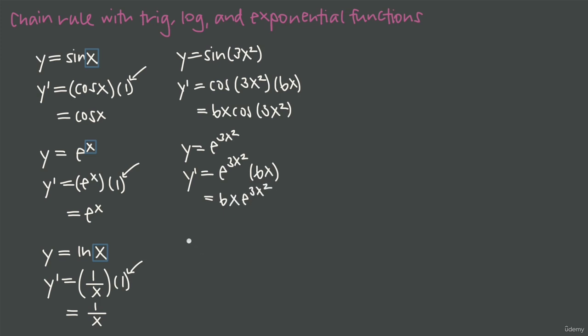And the same thing will happen with the logarithmic function. So if we start with natural log of 3x squared, then the derivative, y prime, will be 1 divided by 3x squared, because the derivative of the natural log function is 1 divided by the argument. So we have 1 divided by the argument, but now we have to multiply by 6x, and there's our chain rule application. So the result here then is 6x over 3x squared.